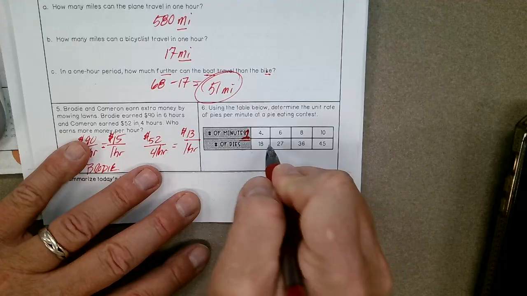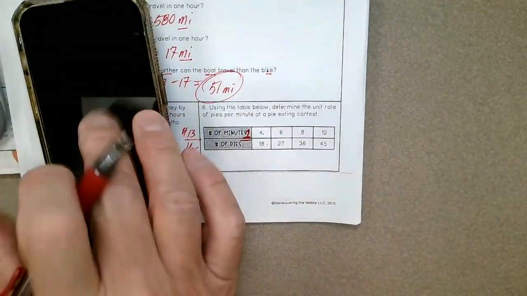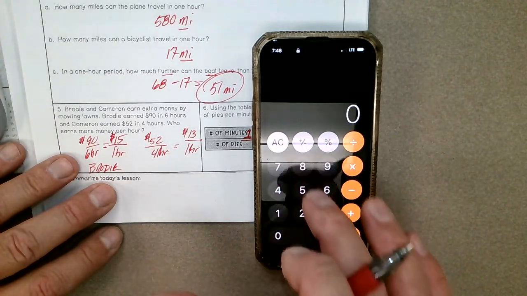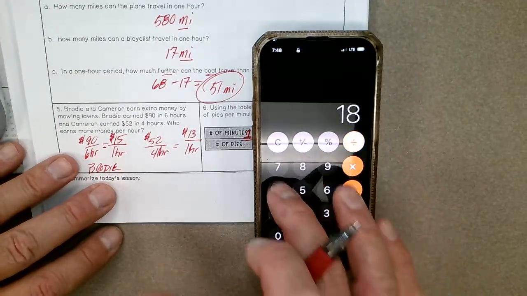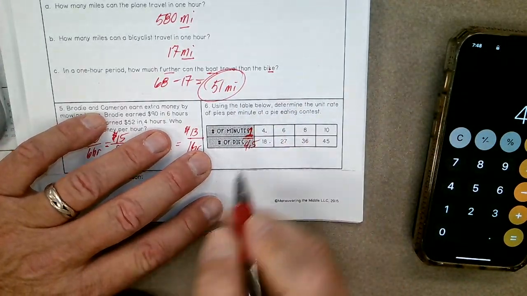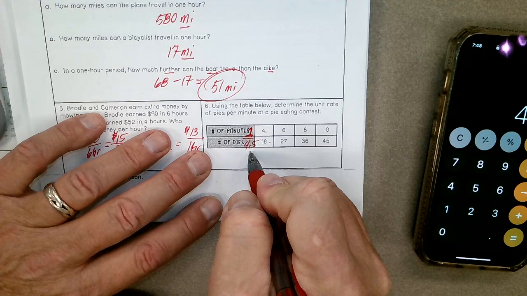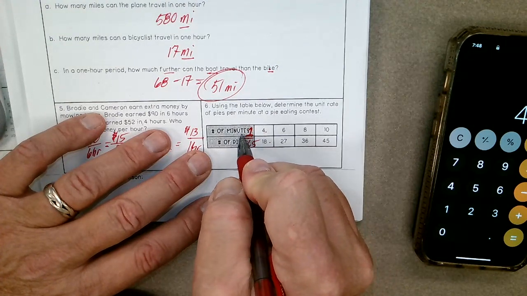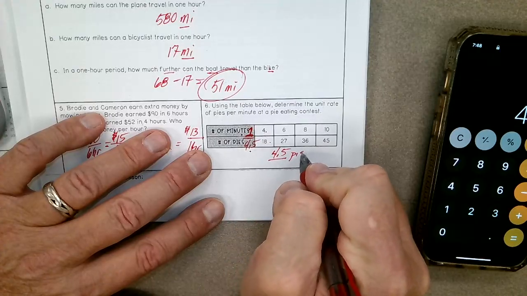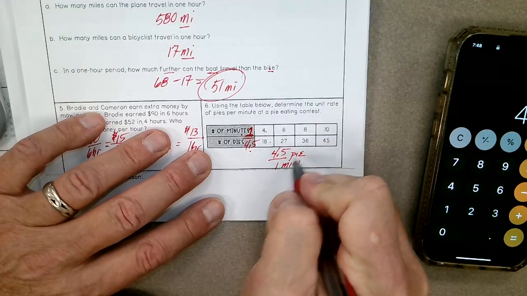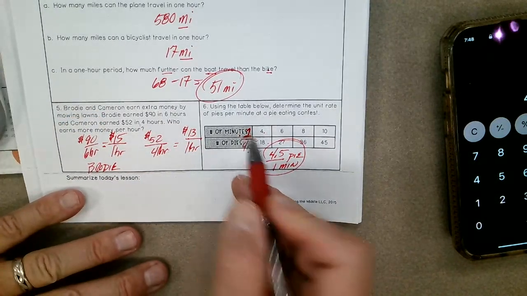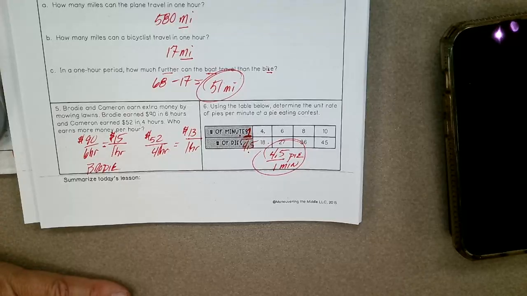I divided this by 4. What I'm going to do is take 18 and divide it by 4. It's a little backwards, but if we take 18 and divide it by 4, we end up with 4.5. So we're eating 4.5 pies per minute. I could write that as 4.5 pies per 1 minute, and I could just flip it around. And that's the unit rate. Even though it was on the top, I just flipped it and kept it consistent.